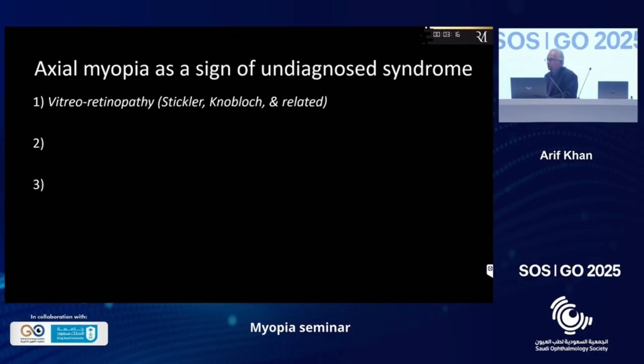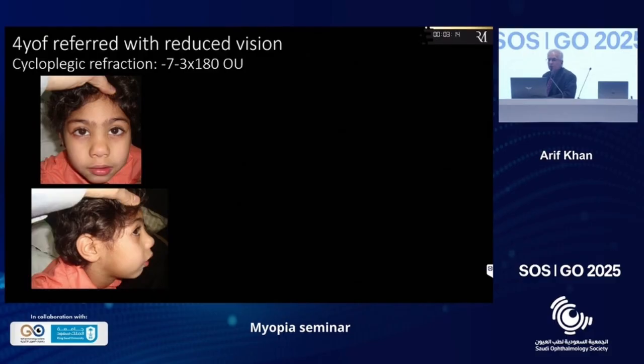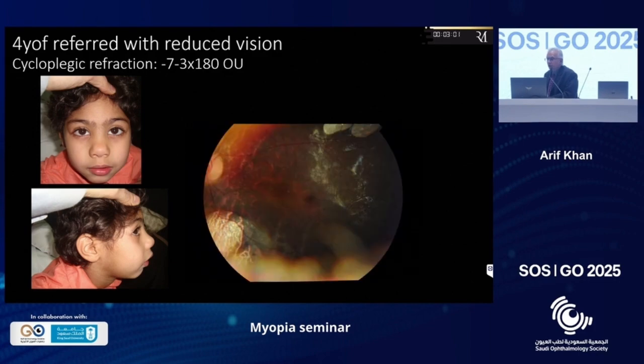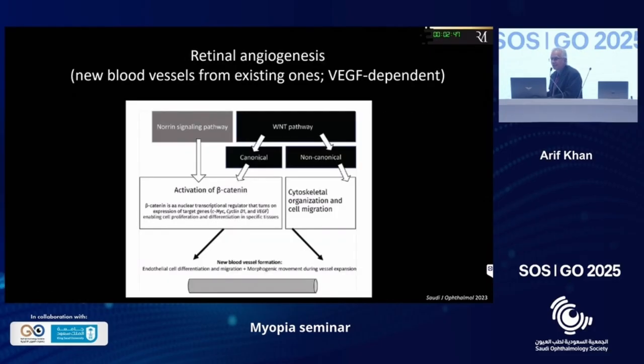Let's move on to the next undiagnosed syndrome. It's represented by this 4-year-old referred with reduced vision. She has myopia. She also has a little bit of microcephaly. She was just diagnosed as myopia. But when you look at this patient in the peripheral retina, there are these punched out lesions and it's not completely vascularized. We must look in the periphery of these patients who come in with high myopia because sometimes it's a sign of abnormal angiogenesis.